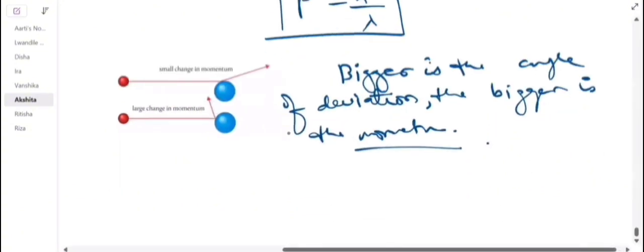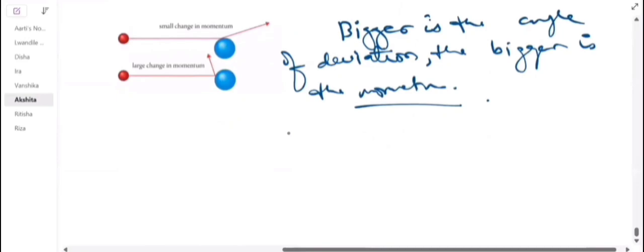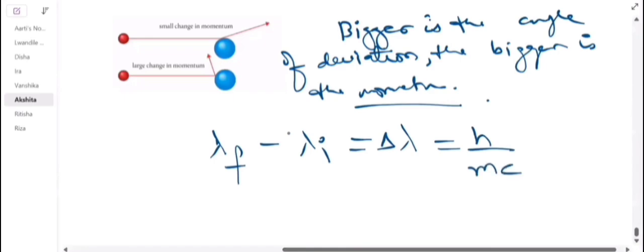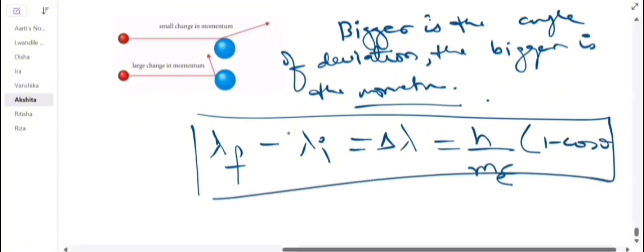So this equation can also be related with the wavelength again. The change in wavelength, the final minus the initial, that is delta lambda, will be h over mc times (1 minus cos theta). So this is the formula for determining the wavelength. Let me show you that.